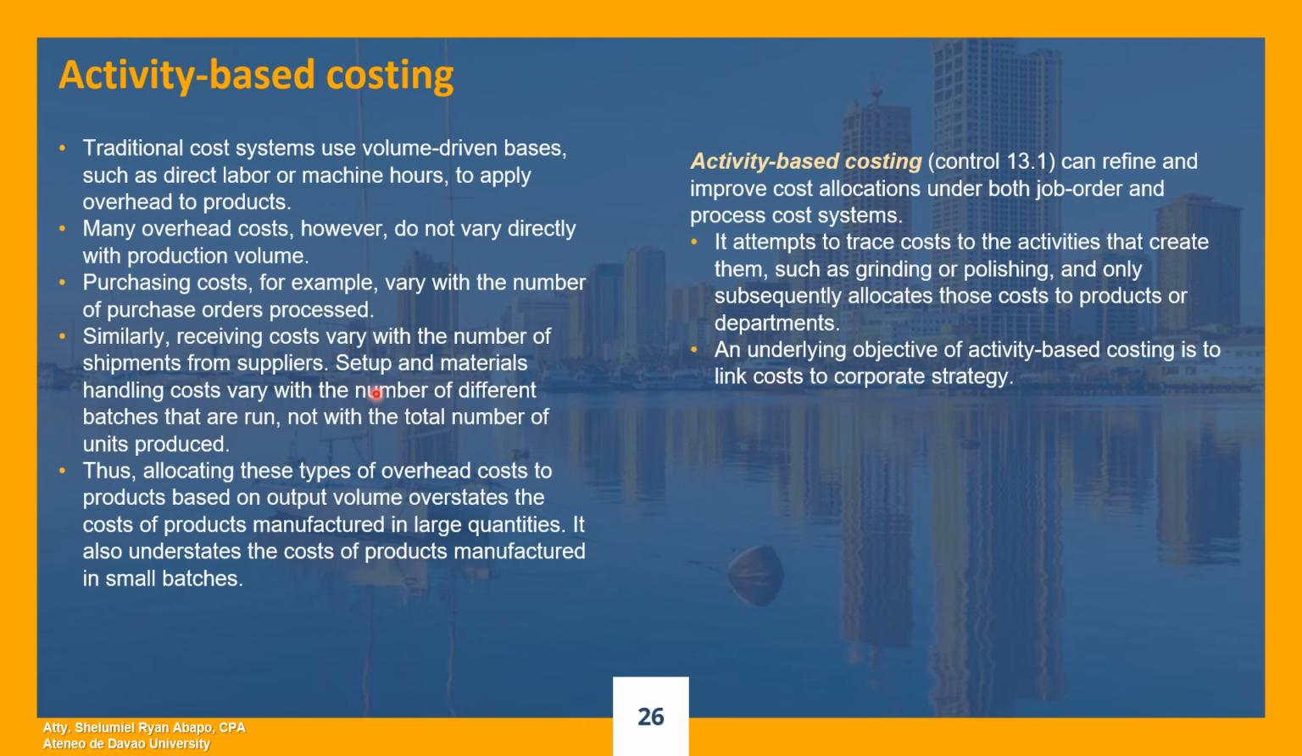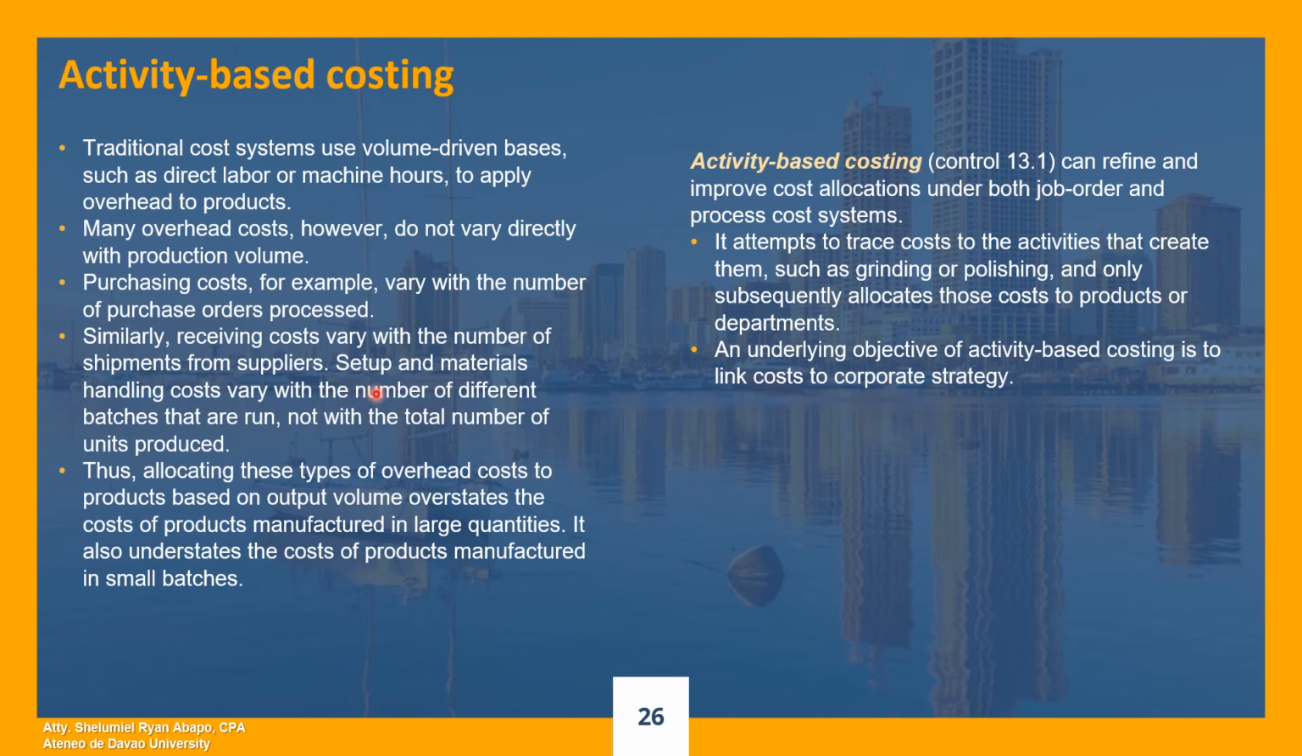So activity-based costing, unlike the traditional cost system that uses volume-driven bases, such as direct labor or machine hours, to apply overhead to products, is a process that can refine and improve cost allocations under both the job order and process cost systems. It attempts to trace costs to the activities that create them, such as grinding or polishing, and only subsequently allocates those costs to products or departments.